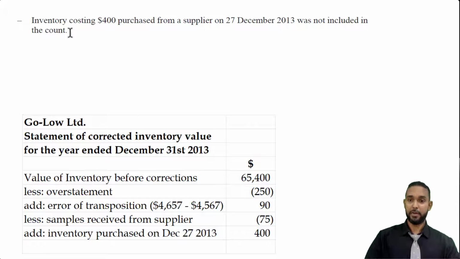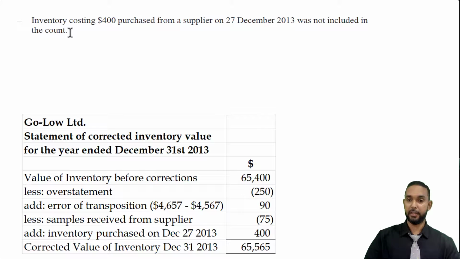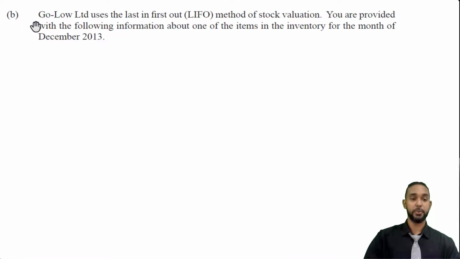So those are all of the errors, or the corrections, I guess you should say. And all we have to do is add and subtract going down as the case may be. And you're seeing corrected value of inventory, December 31st, 2013, $65,565. Okay, so that's part A. Let's take a look at part B. It says that Golo Limited uses the last in, first out method of stock valuation.